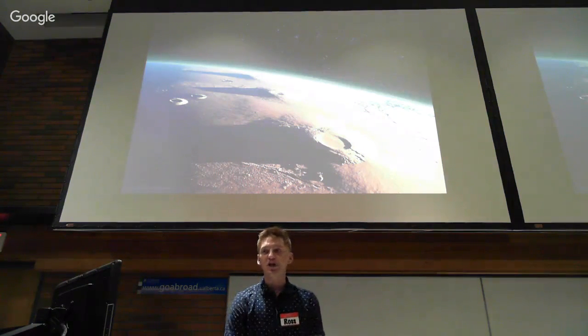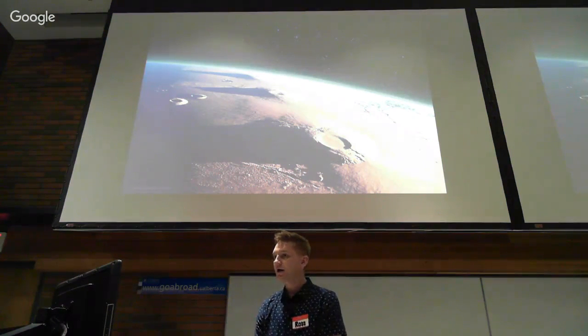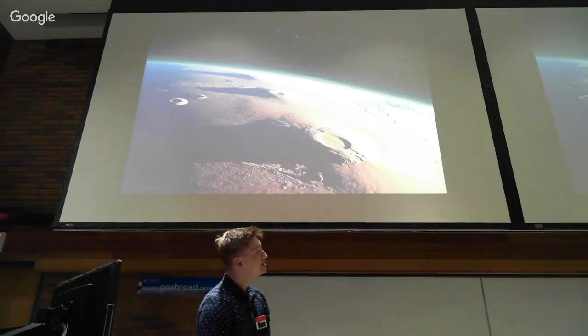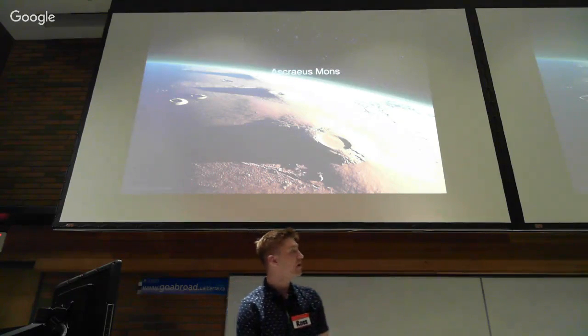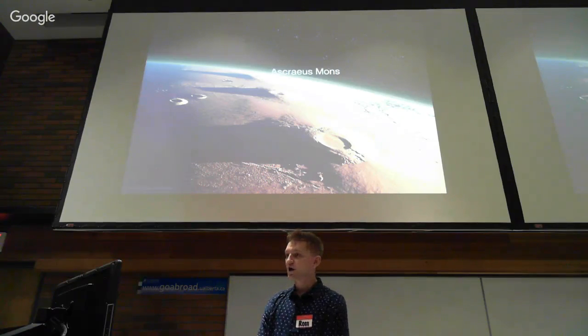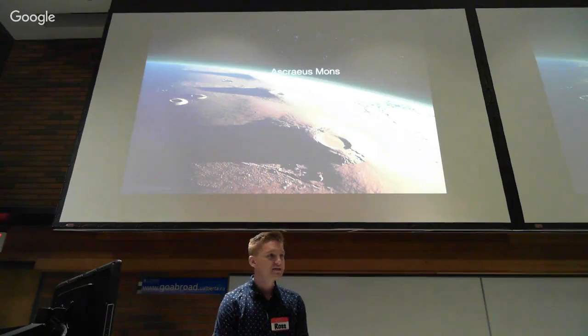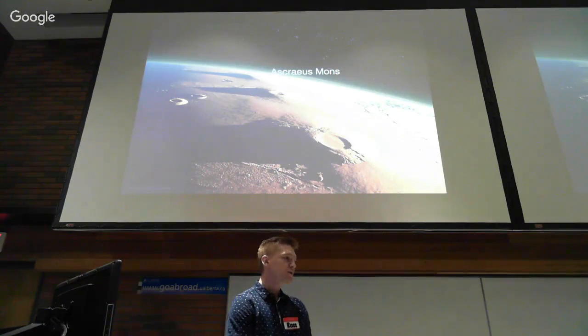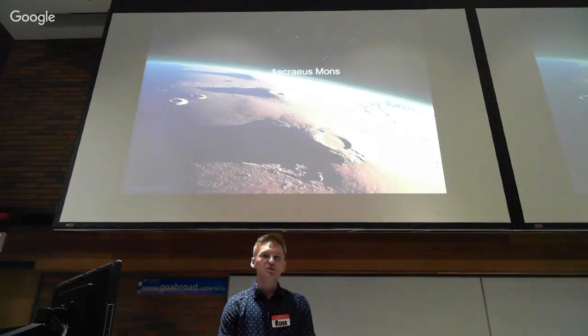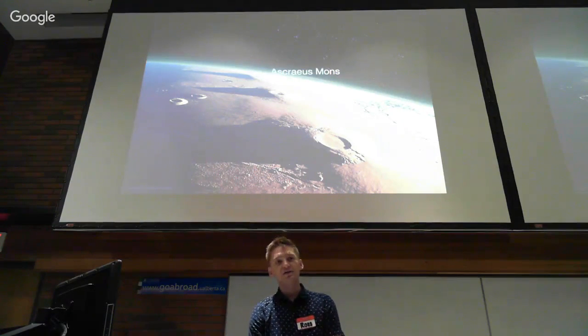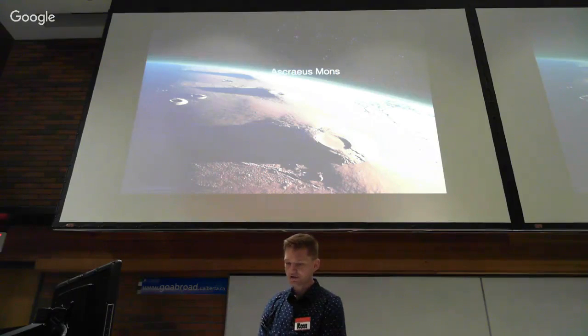So the same chain of islands that formed Hawaii is thought to have produced these three volcanoes, Ascraeus Mons, Pavonis Mons, and Arsia Mons. So the idea is that by doing this study here, we also are giving astronauts an opportunity to learn about the geology that they'll be studying when they get to Mars.